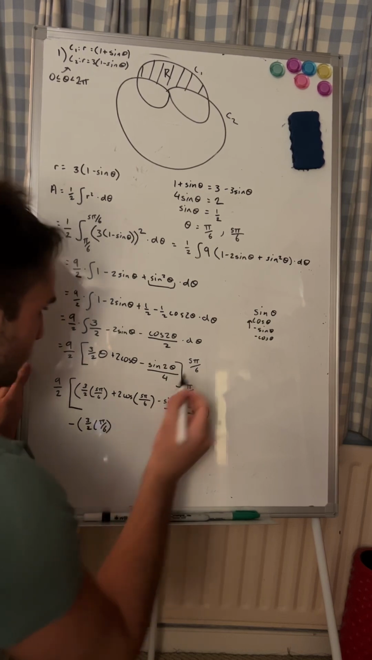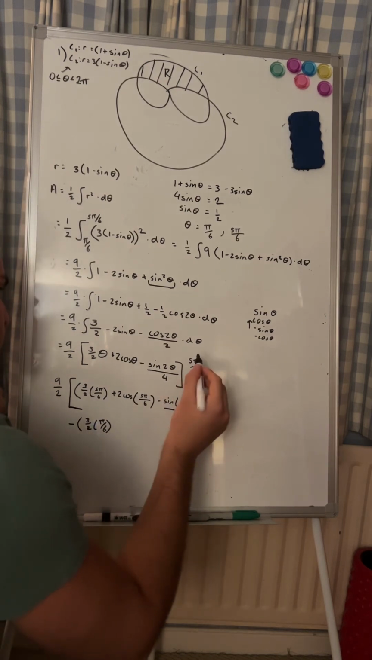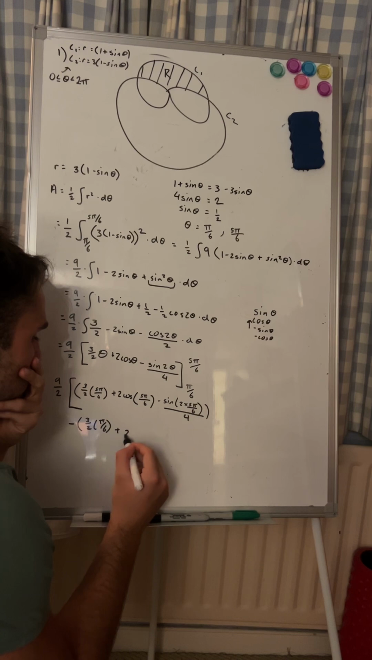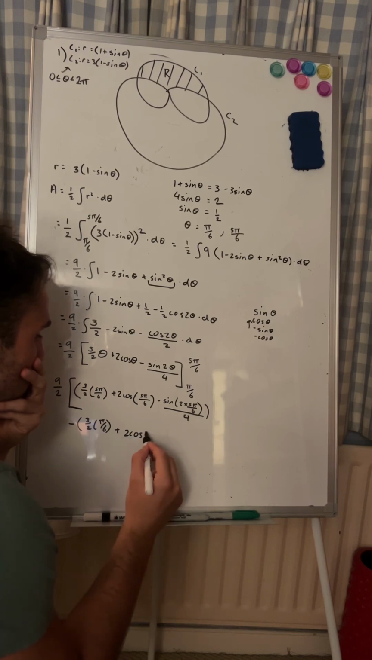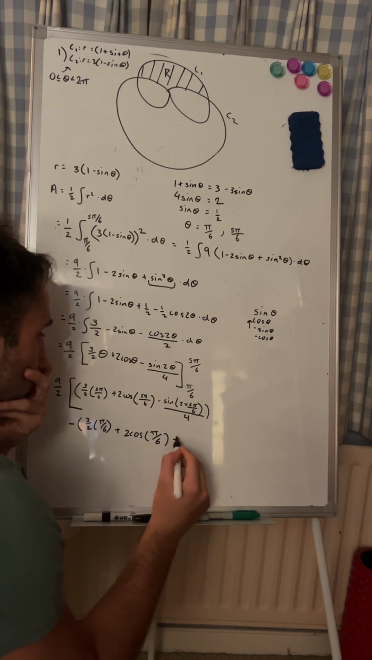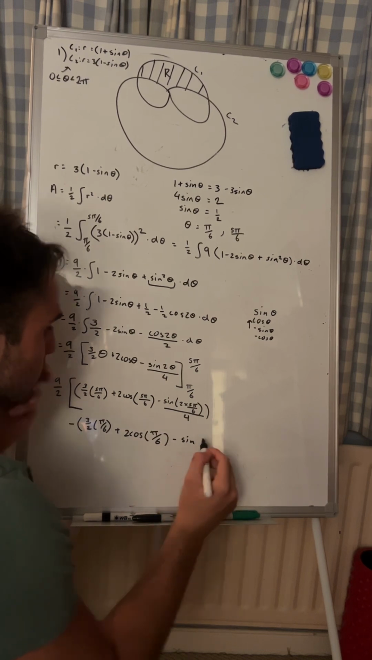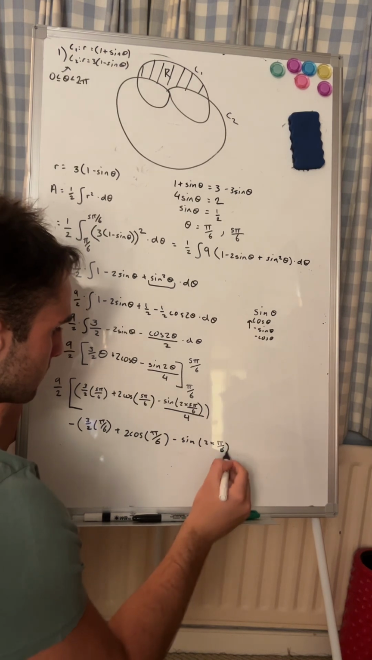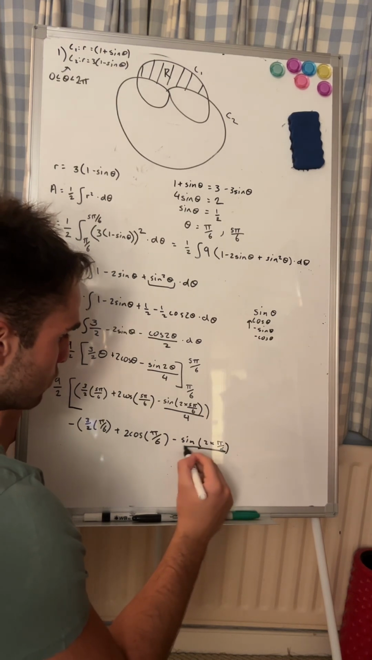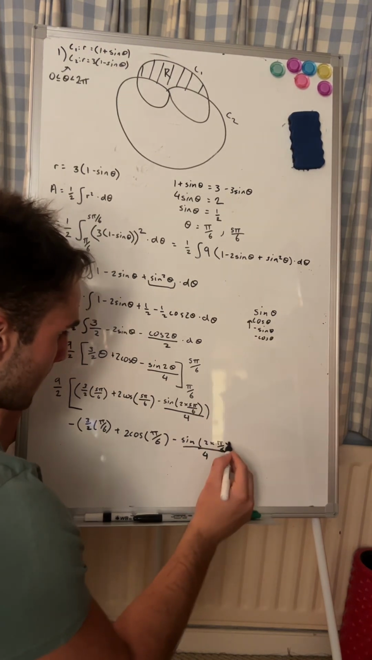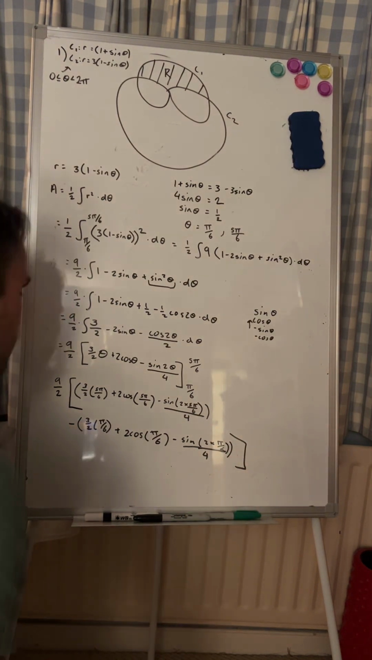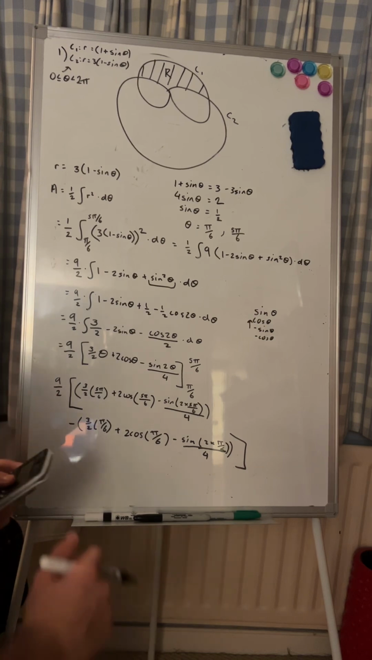So now we're going on the lower boundary, because we always do the upper boundary minus the lower boundary. Plus 2 cos pi over 6 minus sine 2 times pi over 6, over 4. Bang, big brackets. So we've got 9 halves, or 4.5, times that massive thing.